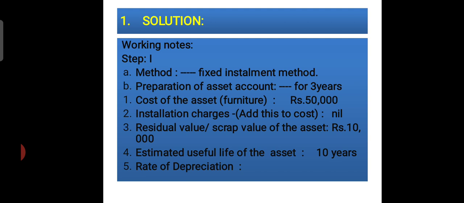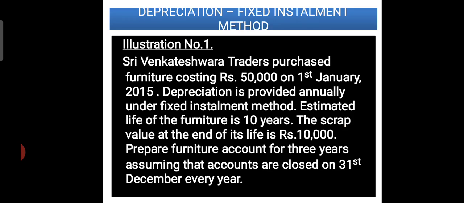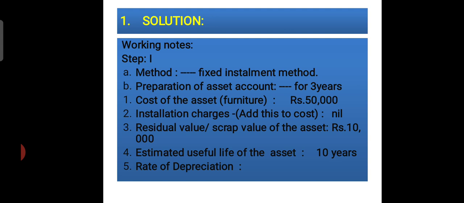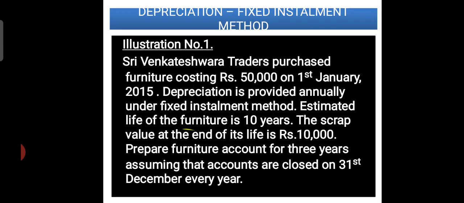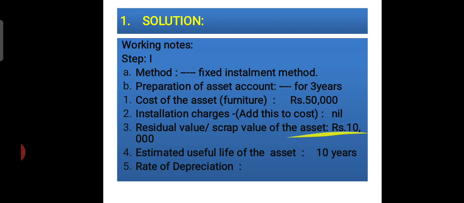In the problem it is clearly given: the scrap value at the end of its life is rupees 10,000. So with this we can understand the residual value or scrap value of the asset is rupees 10,000. And the next point, estimated useful life of the asset, that is 10 years. The estimated life of asset is clearly given as 10 years. So these are the important working note points we have to extract from the given problem.